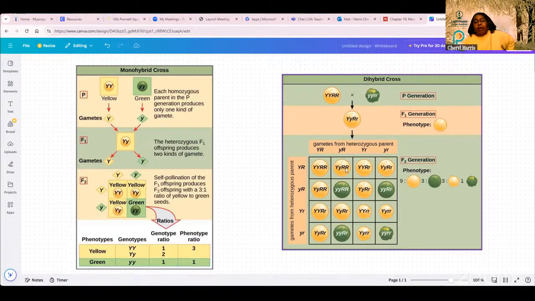Okay? And then we go back up to the top again, and we take that capital Y, lowercase r, and we're again matching it with the one on the side with the capital Y, capital R, and in that box we're getting capital Y, capital R, lowercase r.